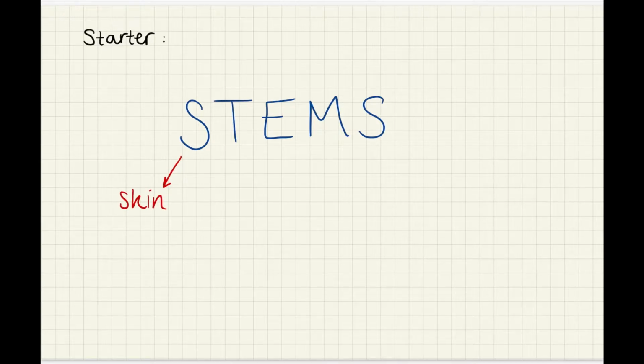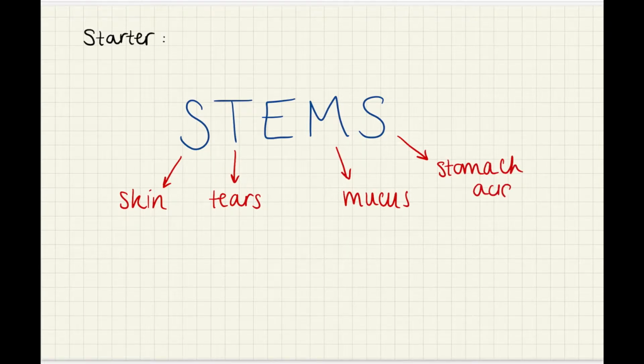And here are the answers. We've got skin, tears, mucus, stomach acid. That was a bit cheeky because it's really two words. And then the one I think will be the hardest to have got is E for earwax. Well done if you got them right.